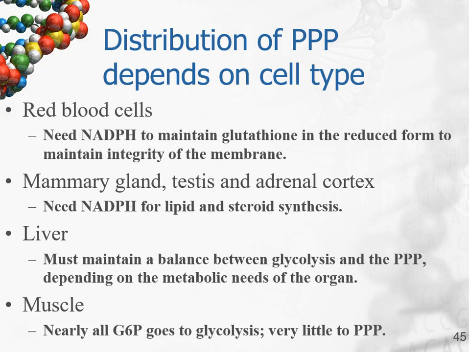In the mammary gland, the testes, and the adrenal cortex, NADPH is needed for lipid and steroid synthesis. The liver has to maintain a balance between glycolysis and the pentose phosphate pathway, depending on the needs of the organ in terms of biosynthesis, whether it needs ATP or NADPH or any of those other intermediate carbohydrates. In the muscle, you have glucose 6-phosphate, but nearly all of it goes to glycolysis. So in the muscle, there's very little to no pentose phosphate pathway activity.